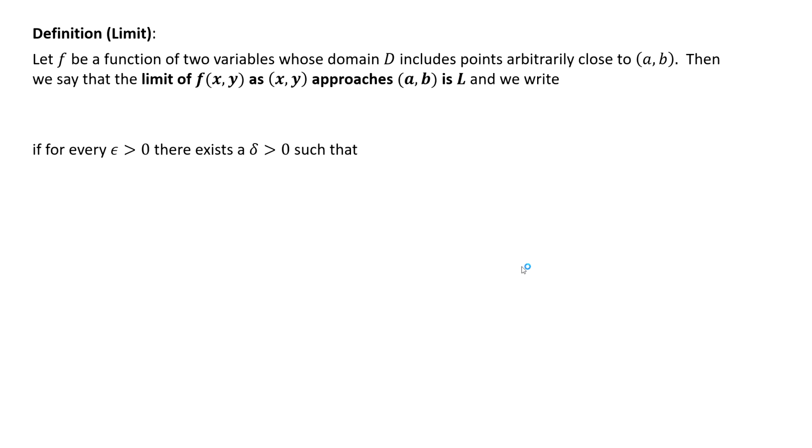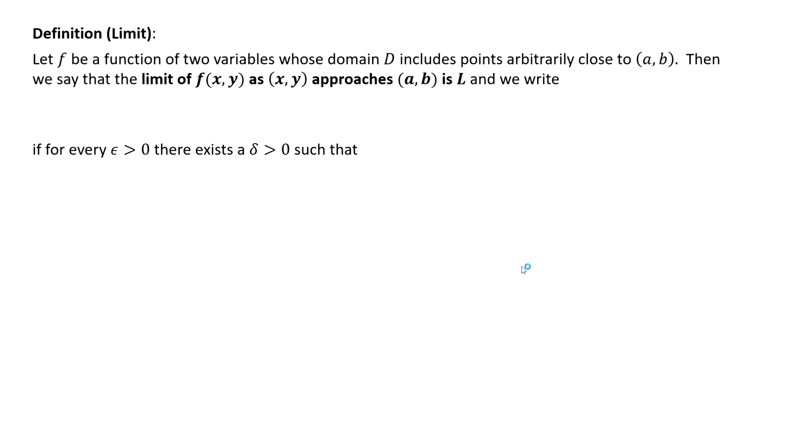So what do we say? Let f be a function of two variables whose domain D includes points arbitrarily close to (a, b). There is an ordered pair (a, b), just as in two dimensions we say as x approaches a. Here we take a slightly different view, which is as (x, y) approaches (a, b).